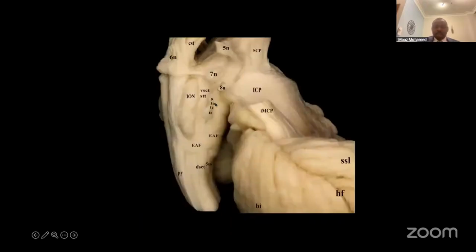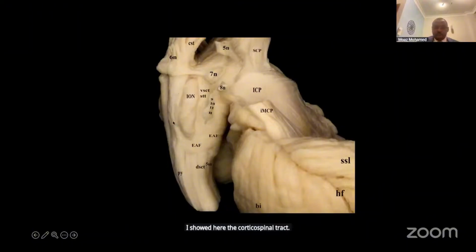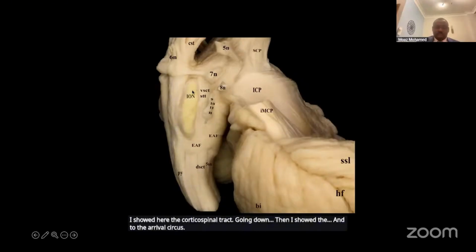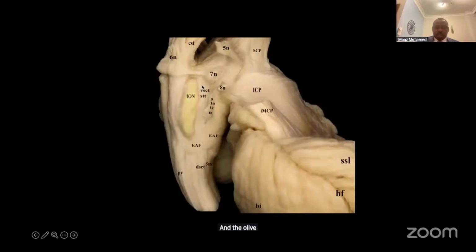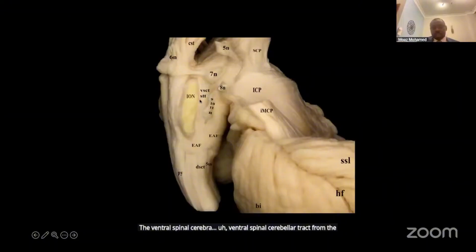I start to dissect and I remove the lamina over the medulla oblongata on the lateral surface here. I showed here the corticospinal tract going down. Then I showed the anterior olivary sulcus and the olive nucleus. And I showed here this part of this tract. It's difficult to differentiate the ventral spinocerebellar tract from the spinothalamic tract. But all of them are located here, just posterior to the olive.